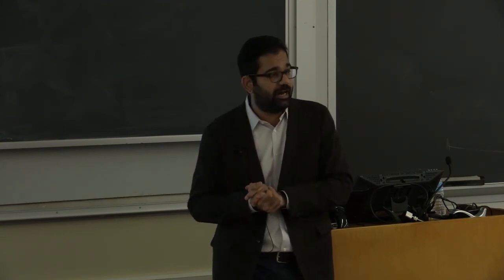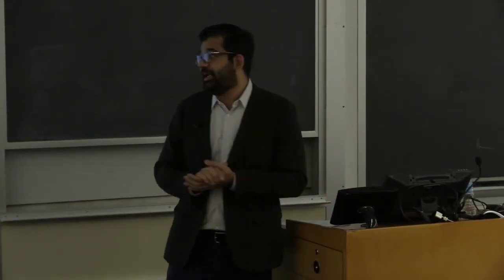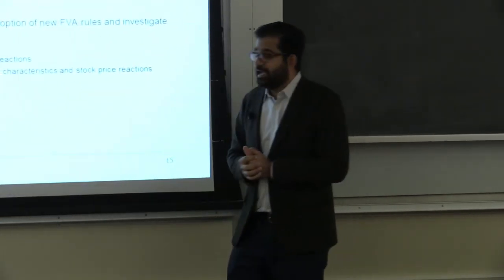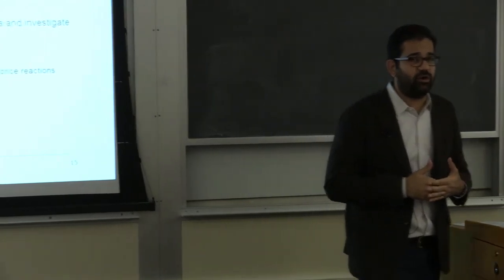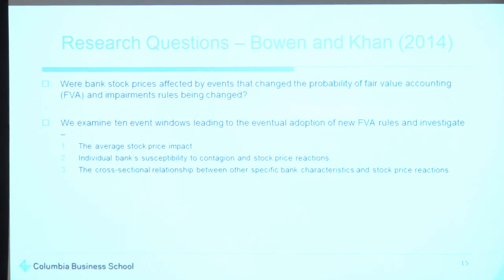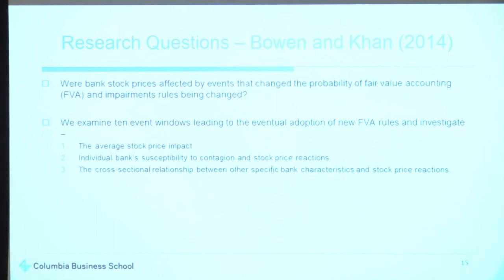They also eased the asset impairment rules, which allowed banks to reduce the hit that accounting earnings took when an impairment was recorded. So what we do in this paper is we see what the stock price impact is around these events. We identify 10 dates where important decisions were taken, and we see the average stock price impact on the banks around these 10 event dates. Further, we condition that stock price impact on individual banks' susceptibility to contagion. If a certain bank is more likely to be affected by that contagion, then we expect the stock price reactions to be more positive for these banks.